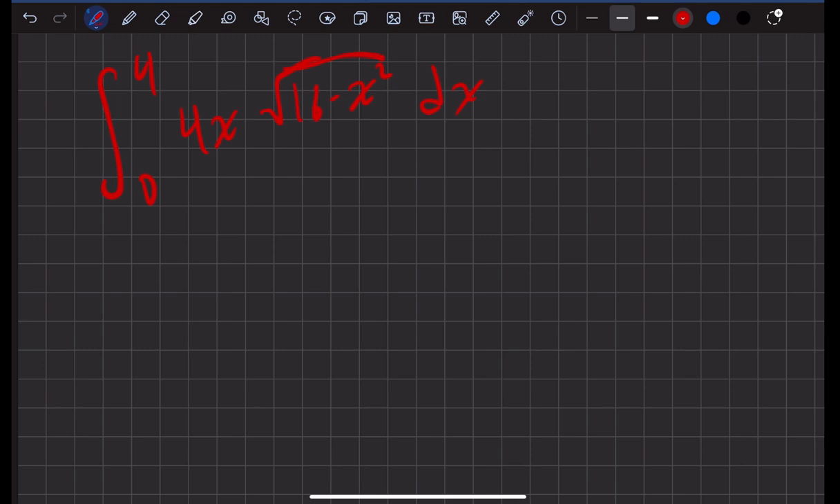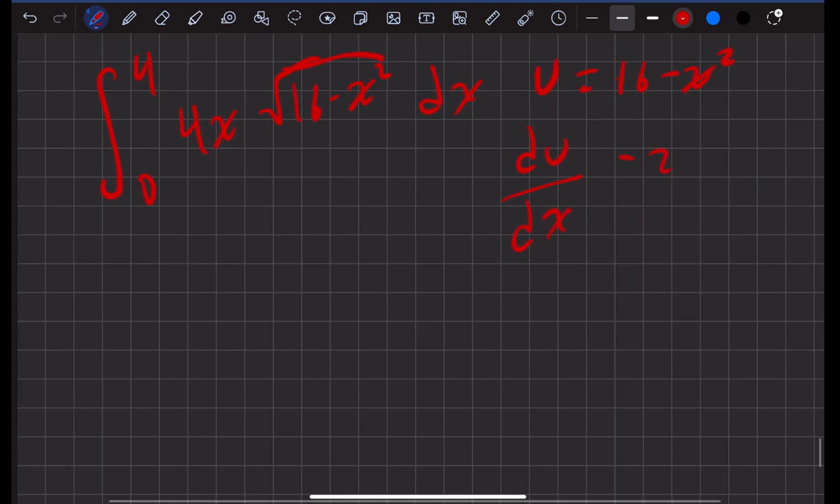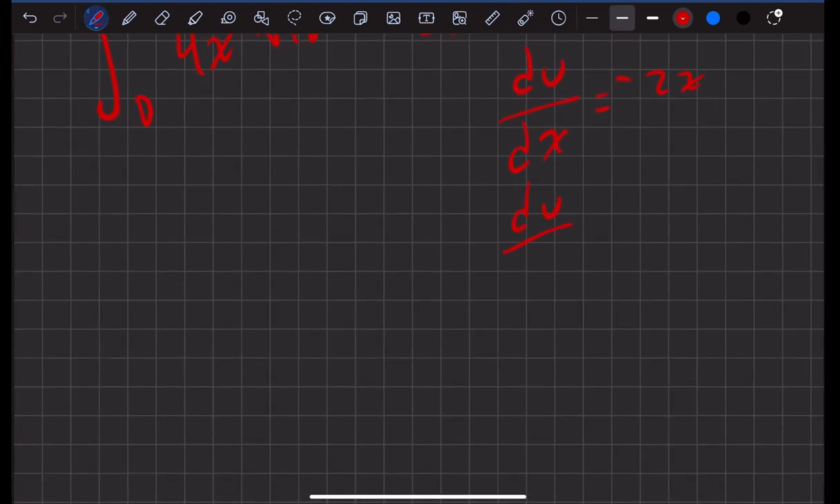Just like our other ones, we're going to look for something within the notation, so we're going to u sub for 16 minus x squared. And we're going to find dx. The derivative of 16 minus x squared is negative 2x, and we'll just solve for dx.